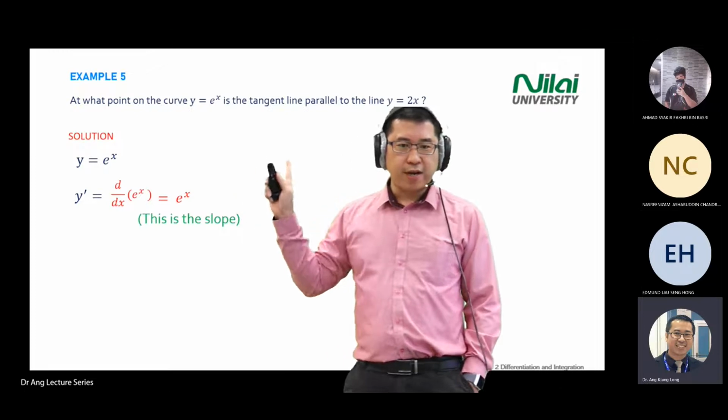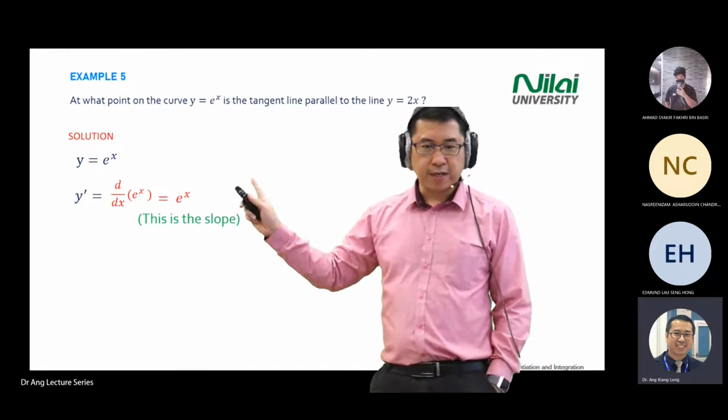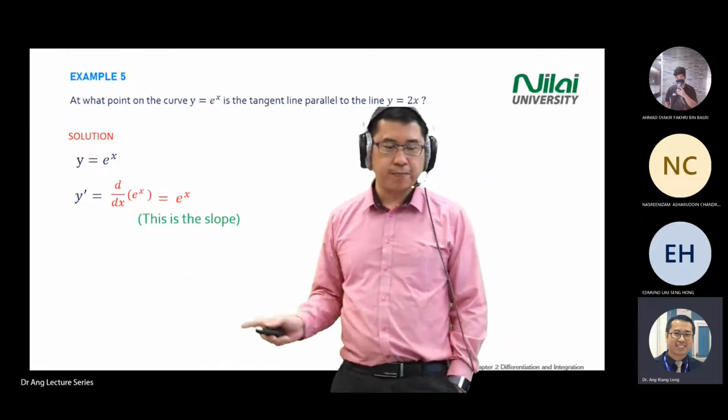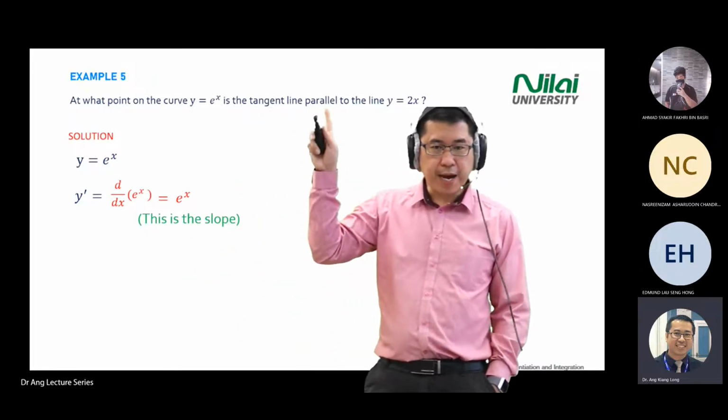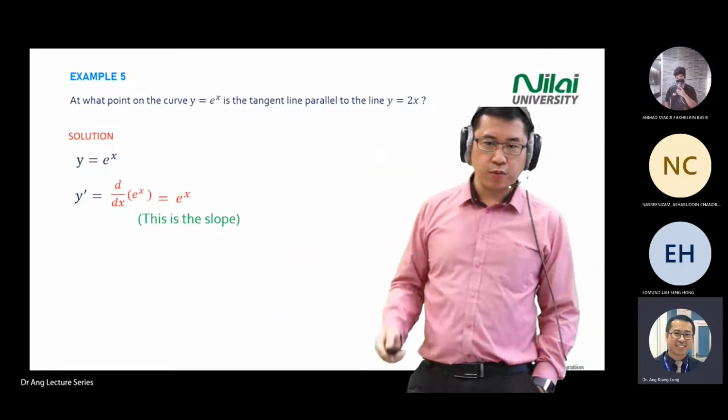About how the line will plot. Slope is just the gradient. Okay, slope. So it tell you it parallel to this line. So this line already give you the slope number, which is 2.